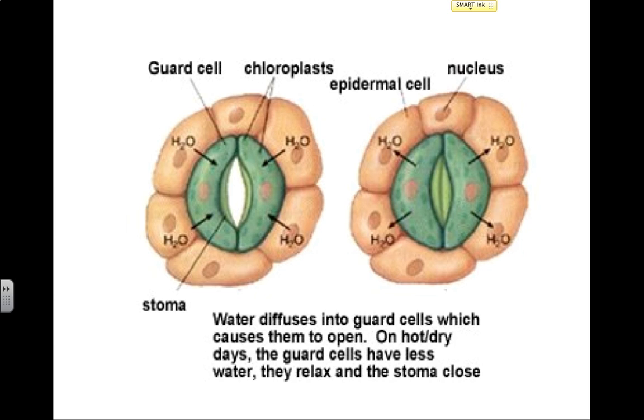On the other hand, when they lose water, in the heat of the day, when it's really hot or dry conditions, the guard cells are going to lose water, and that's going to cause those guard cells to close the stoma and hopefully prevent water loss when, once again, it's hot and dry and the plant needs to hold on to the water as much as possible.